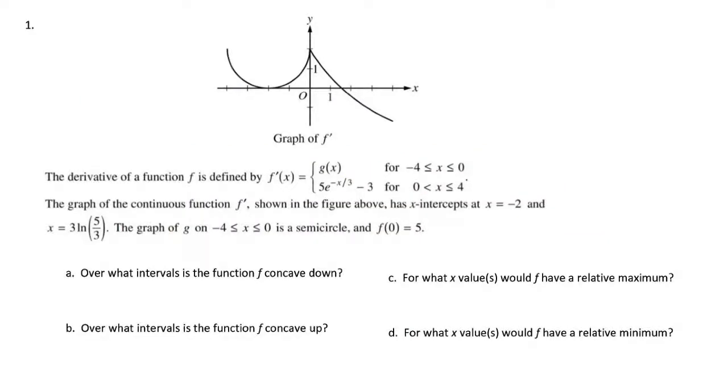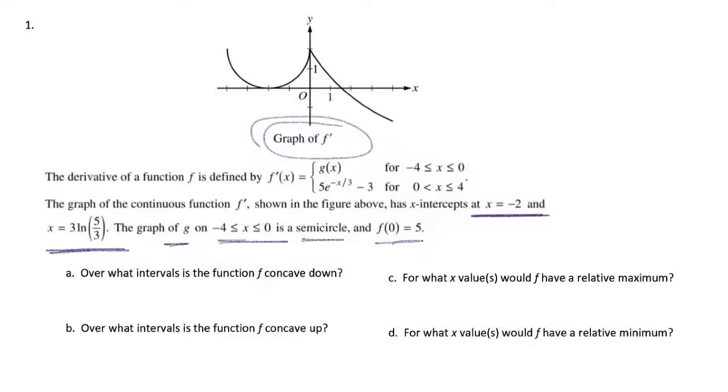All right, for number 1, you're given some important information in your directions here. You're told, of course, this is the graph of f prime. And then you're also told that you have x-intercepts at -2 and 3 times the natural log of 5/3. And then the graph of g on the closed interval -4 to 0 is a semicircle, and you're talking about f at 0 is 5.